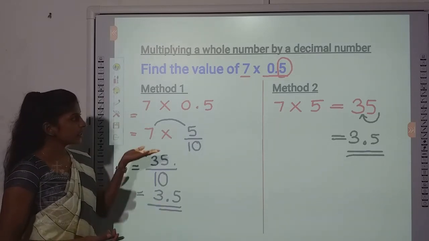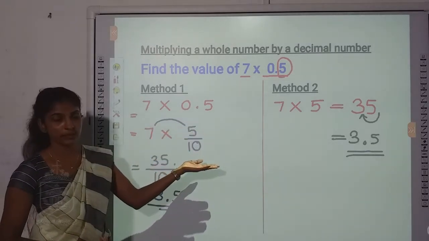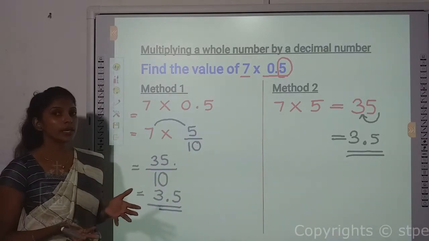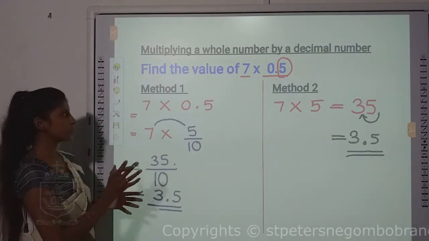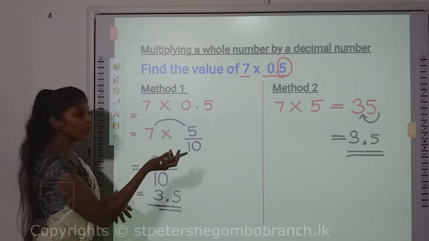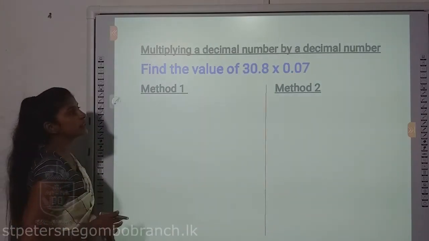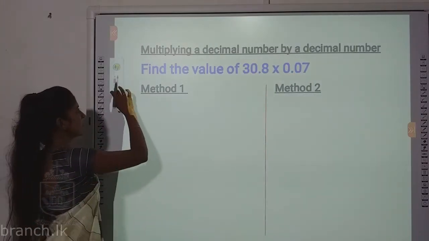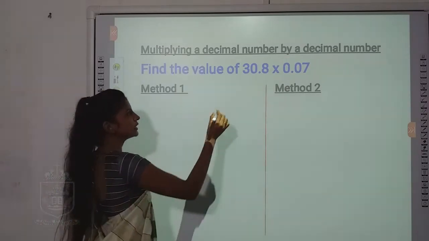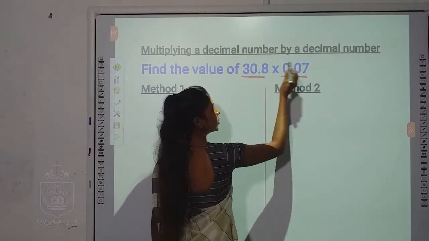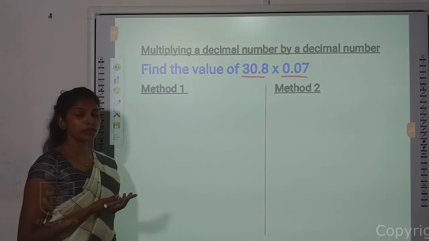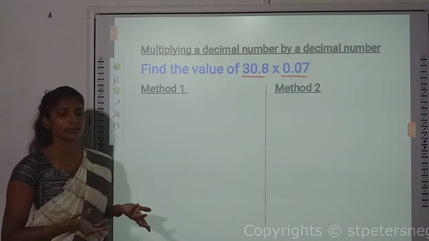So this is a whole number with a decimal. So let's see how we can multiply two decimal numbers. Okay, whole number and a decimal. Now we are going to do two decimal numbers. Okay, you all can see as given in the example, two decimal numbers are there. Both are decimals. So what we have to do if both numbers are decimal?